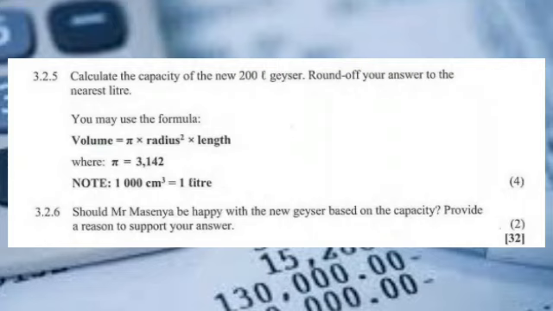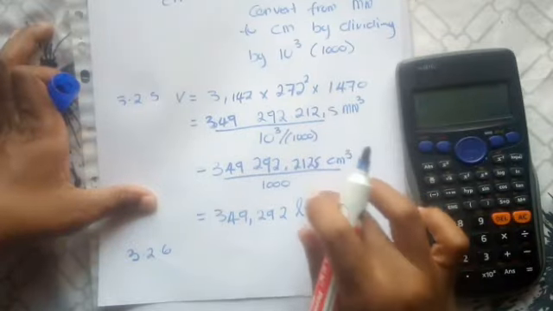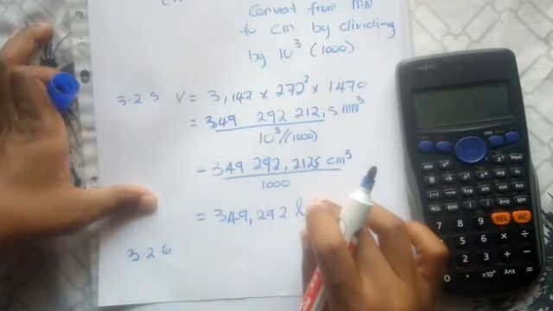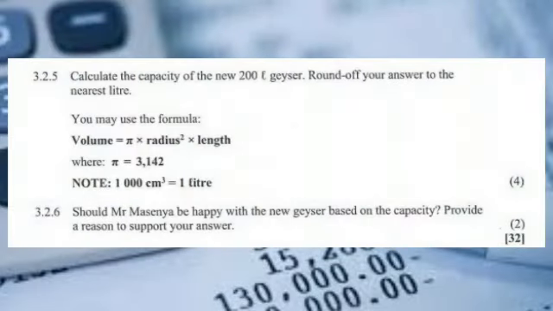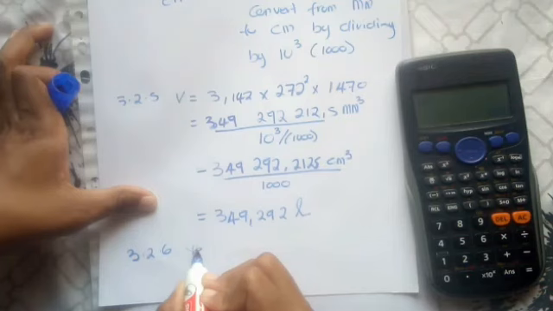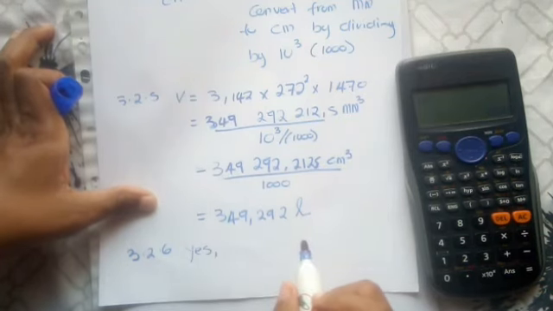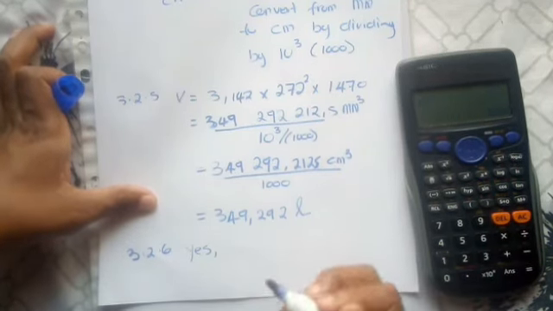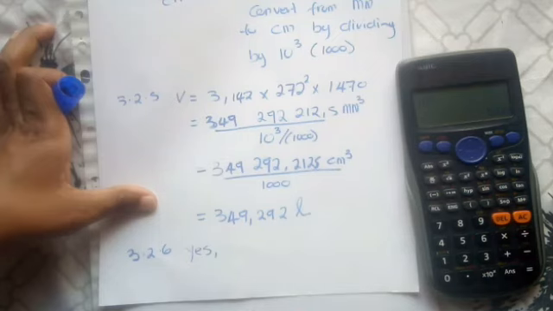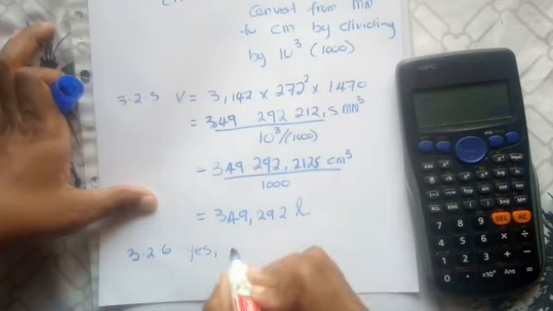And then in 3.2.6, my question says, should Mr. Masinya be happy with the new Geyser based on the capacity, this capacity that we have just calculated in 3.2.5? Provide the reason for your answer. I would say yes. Remember, Mr. Masinya was buying a 200-liter Geyser, and what he got was a 300 and something liter Geyser. So yes, because he gets more than 200 liters.